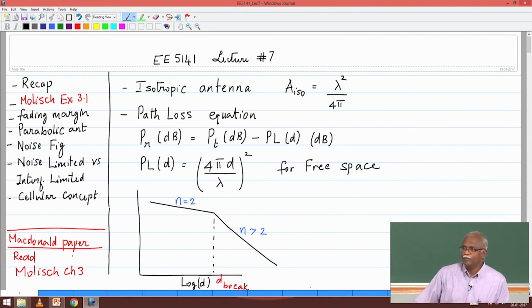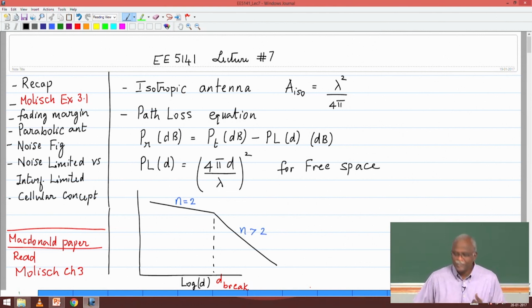Reading assignment, we will definitely encourage you to look at Molisch chapter 3, because that will complete the discussion that we have had so far. Please also read Rappaport chapter 2, because that introduces cellular concept. That's the next topic that we are touching upon.